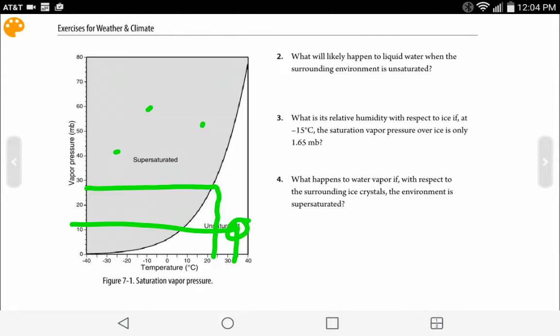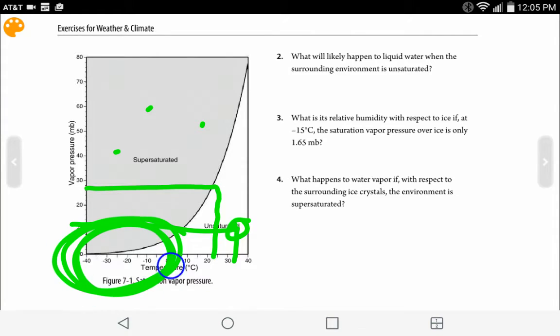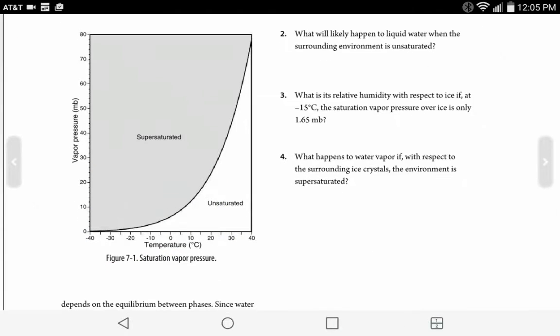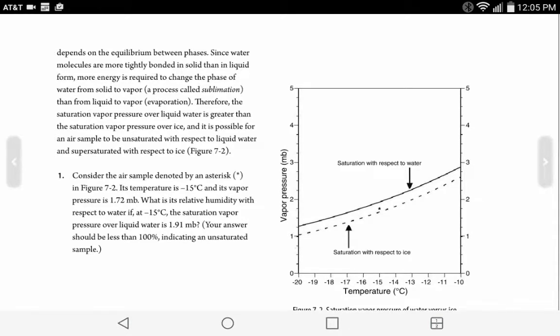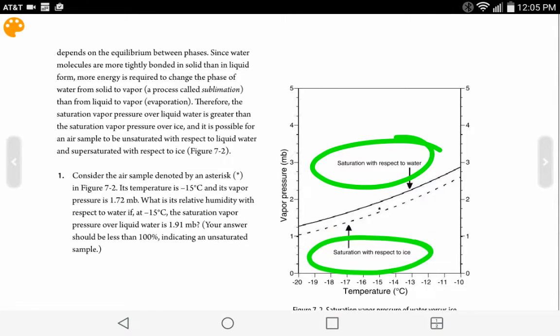Now, what this graph of the Clausius-Clapeyron fails to illuminate, though, is that, as you'll see in the video I made for the students as well, down below 0 degrees Celsius, the curve actually splits into two curves, which is what they're showing down here in the diagram at the bottom of the page. The curve splits into two curves. One is the saturation with respect to water, and another is with respect to ice.